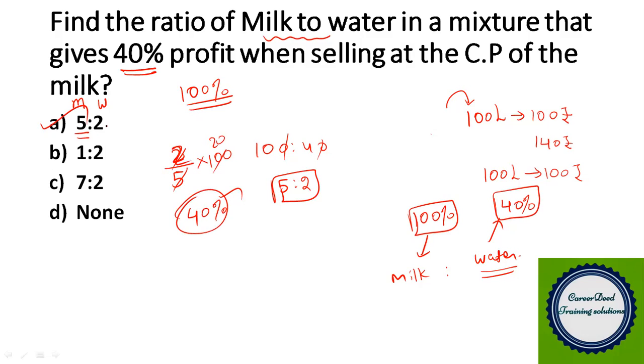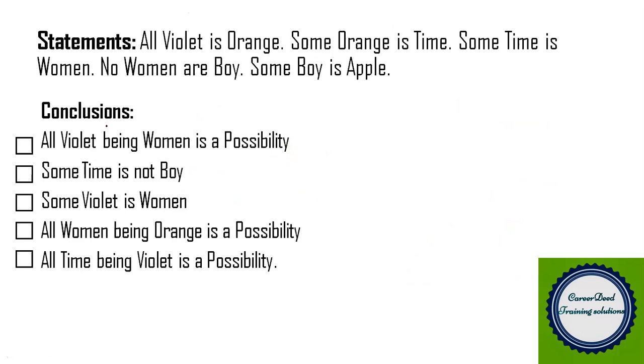Now moving to question number 4. Syllogism is a really important topic, and these types of problems are frequently asked in Infosys. You have some statements and 5 conclusions. With these statements you have to choose which of the conclusions are true, right? So you have to assume all the statements are correct.